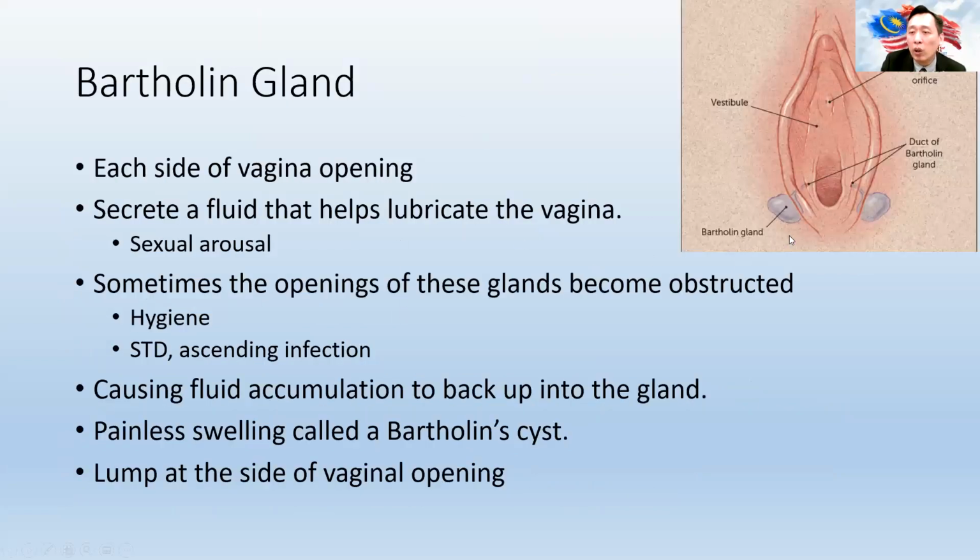So the Bartholin gland is normally located about 5 and 7 o'clock of the vaginal opening and secretes fluid that helps to lubricate the vagina, especially during sexual arousal. Sometimes the opening can become obstructed due to hygiene, sexually transmitted disease, or ascending infection, causing the fluid to accumulate back up in the gland and cause swelling. Normally it's a painless swelling called a Bartholin cyst.